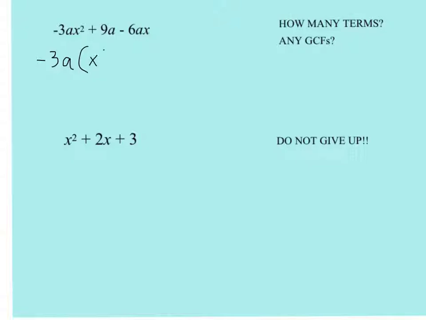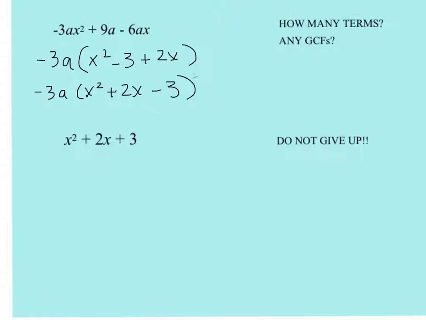That leaves me with x squared minus 3 plus 2x. Then I need to put it in descending order so that I can factor it. That would be x squared plus 2x minus 3. Remember, pulling out that negative changes the signs on all the terms initially.